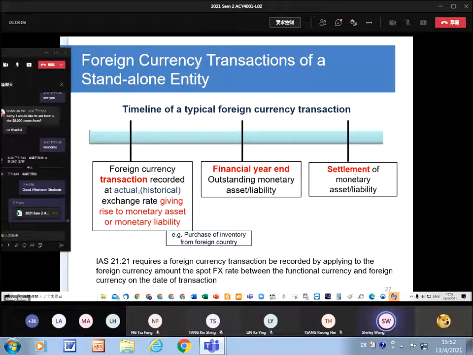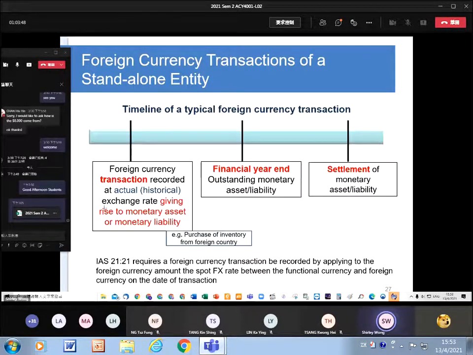Later on, you settle it. For example, you purchase in October, the year-end day is December, and you settle in February of the next year. Then on the settlement day, according to the accounting standard, you need to retranslate it again. Therefore, for the transaction, you go through three stages. First, the transaction uses the actual rate, the historical rate. Second, the financial year-end uses the year-end day rate. Third, settlement uses the settlement day rate. So this is about the typical foreign currency transaction.